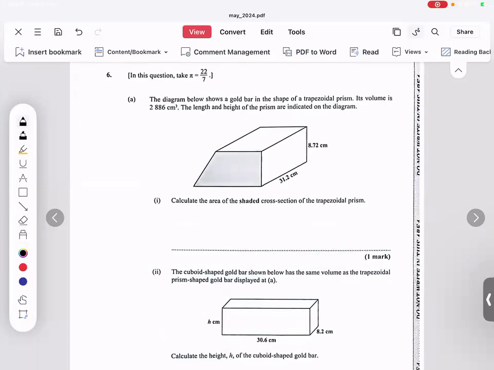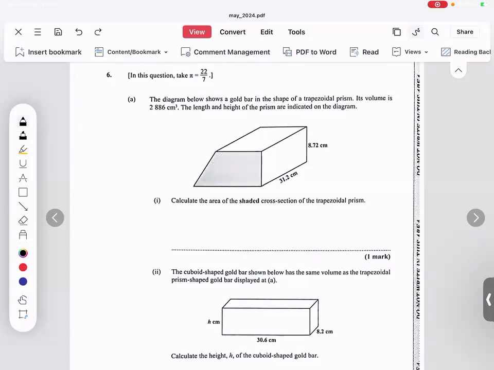In this question, you are to take pi to be equal to 22 over 7. And for part A, it says the diagram below shows a gold bar that is in the shape of a trapezoidal prism. So basically this thing with the shade right at the front here, they're trying to tell you that it's in the shape of a trapezium. That's what they're trying to say.